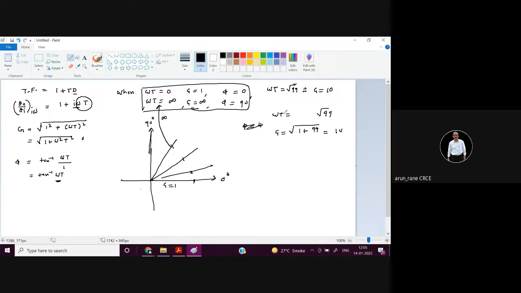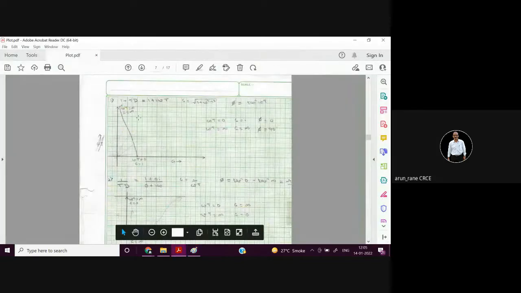And what will be the value of phi? So phi is going to be what? Tan inverse of omega t. So phi is equal to tan inverse of under root of 99, and then correspondingly you have to find the value of phi, and on that you have to mark. So now I hope it is clear. So let us go for the next graph now.